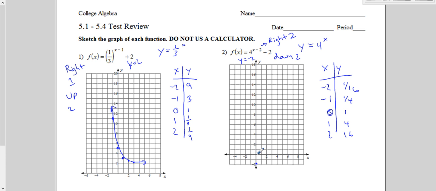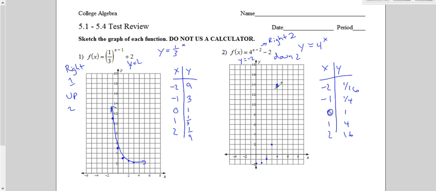For negative 1 and 1/4, now go over 2 and down 2. So it's going to be about right there. For 0, 1, go right 2 and down 2. For 1, 4, go right 2 and down 2. And for 2, 16, go right 2 and down 2.